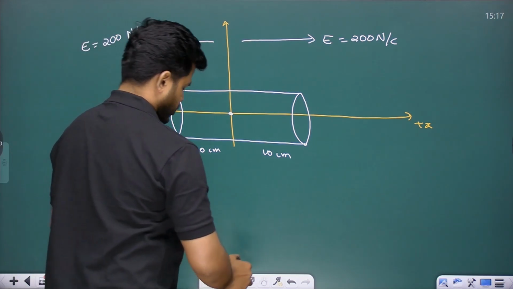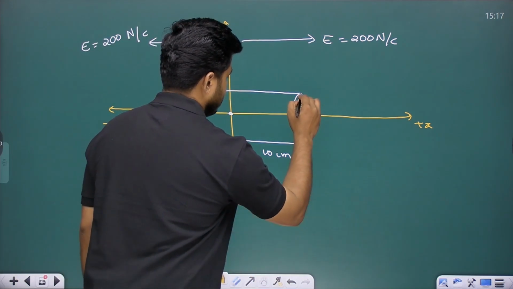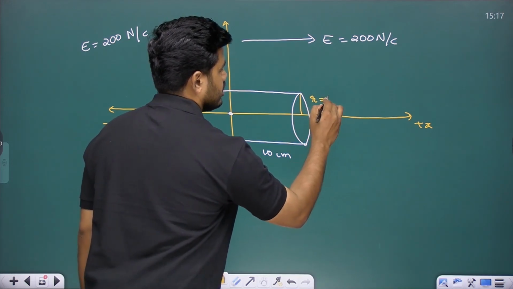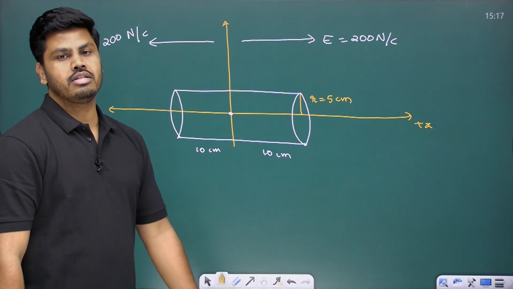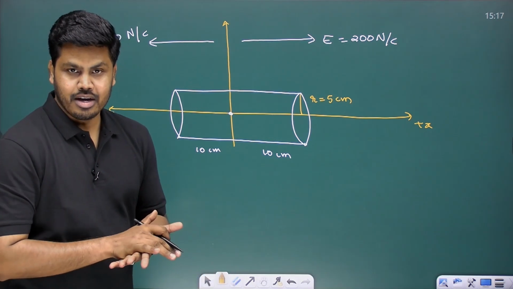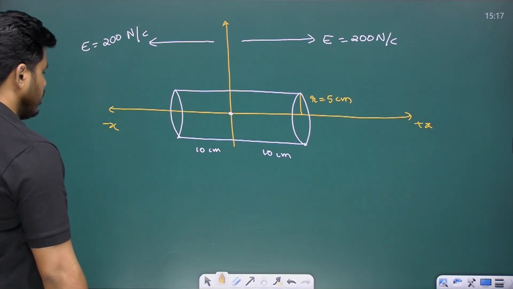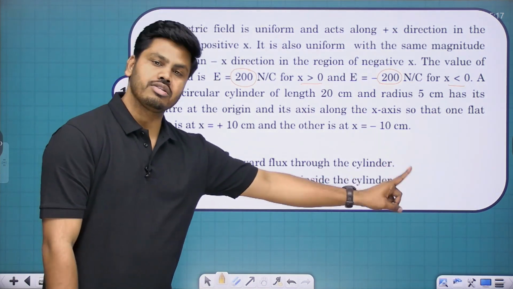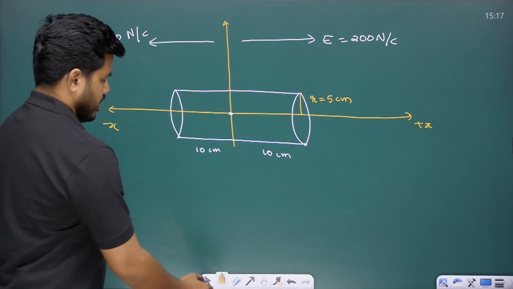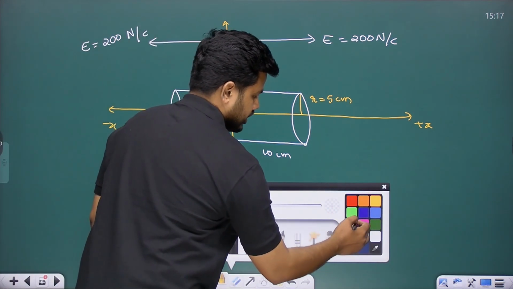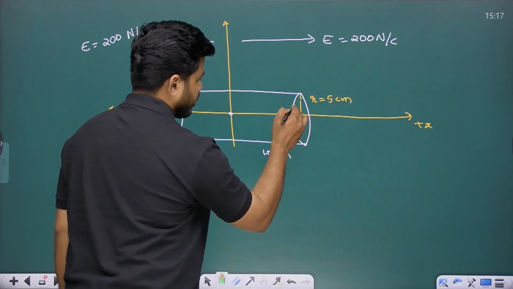Okay, and we have the face area given. The radius R of that face area is 5 centimeter. This is also given. You are asked to find out the total flux across the cylinder. Question number 1 was: what is the net flux across the cylinder? We can find the net flux across the cylinder because flux is contributed only by the flat surfaces.